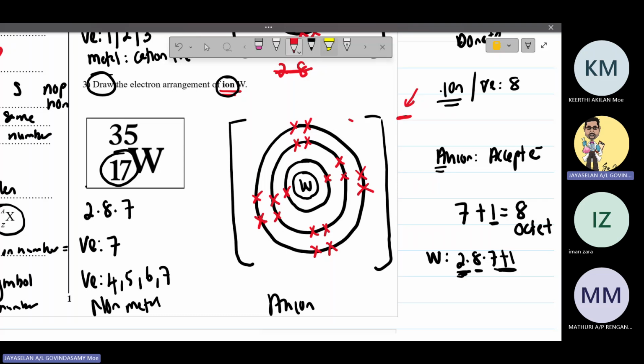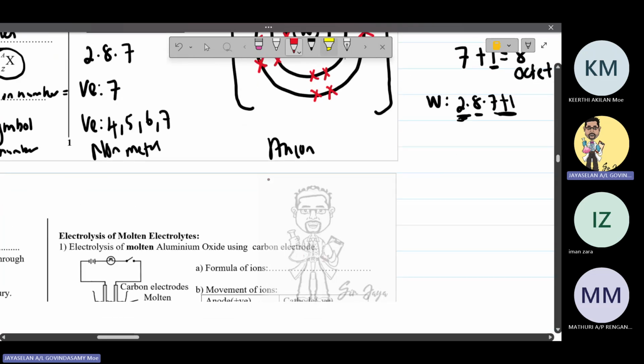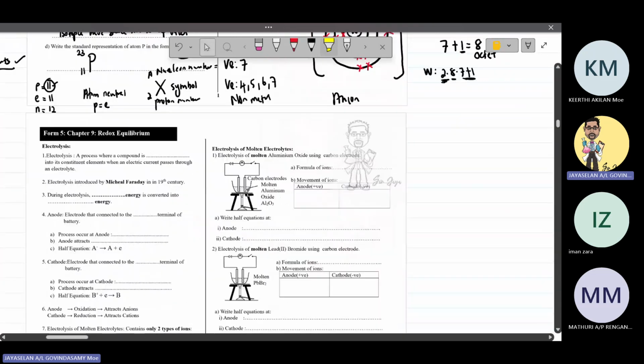Okay, very good. Well done. That means you all understand this part. So this is the revision. Now we go for today's lesson.